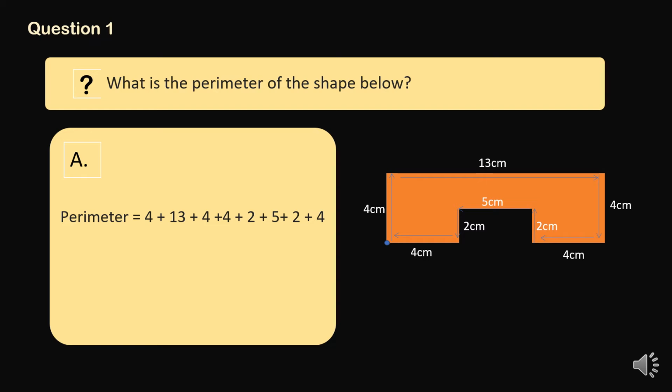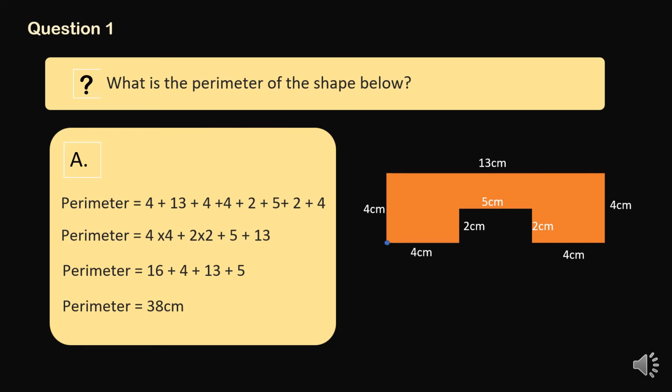This means my perimeter equals 4 centimeter plus 13 centimeter plus 4 centimeter plus 4 centimeter plus 2 centimeter plus 5 centimeter plus 2 centimeter and plus 4 centimeter. Now I can rearrange my numbers as 4 times 4 plus 2 times 2 plus 5 plus 13, which equals 16 plus 4 plus 13 plus 5. This means my perimeter equals 38 centimeter.